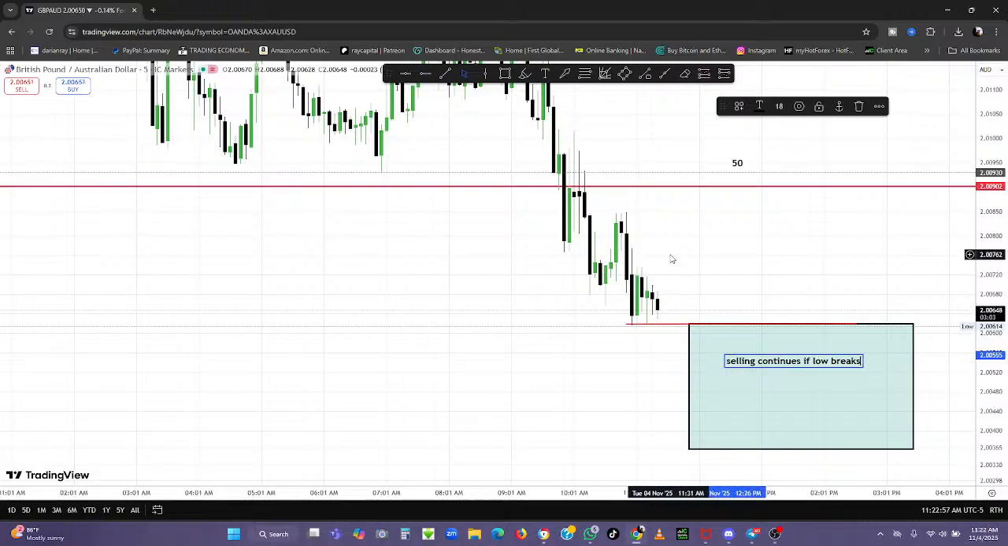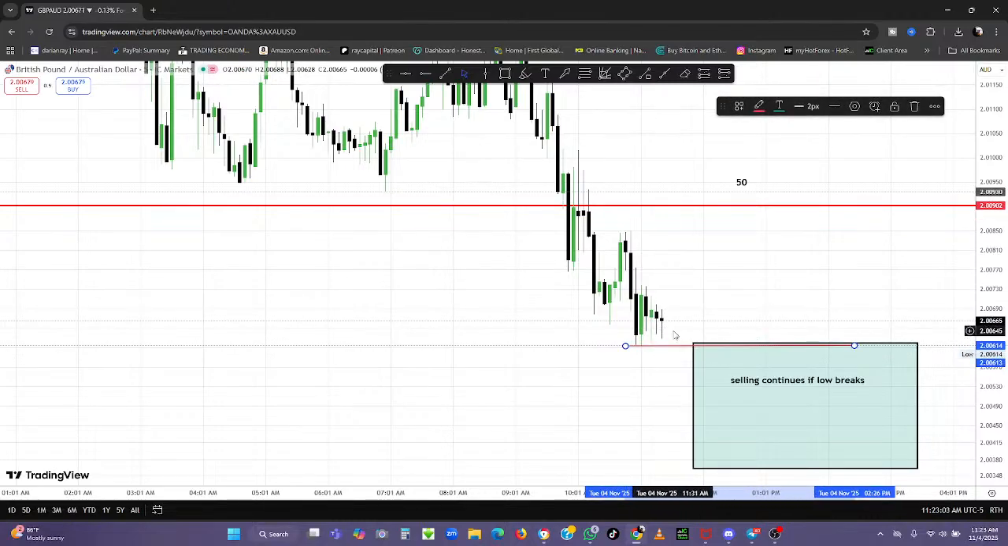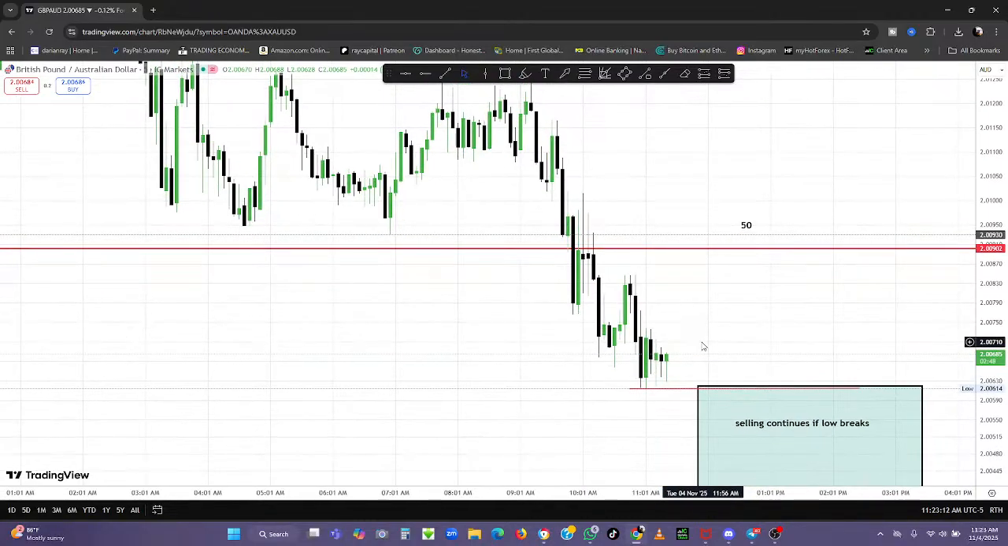Need to back up my dictionary. Anyways, so right here, this is just a temporary local structure. I'm looking for the pullback. If I don't see that, take a sell, then I'm not taking it. That's how you reason out your Forex trading algorithm analysis.